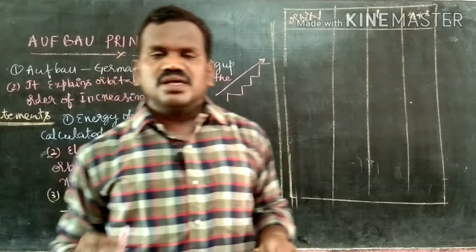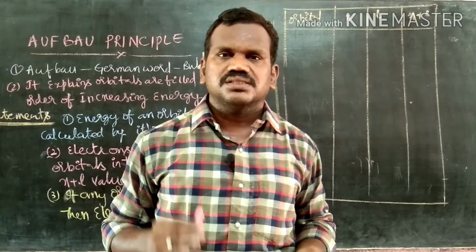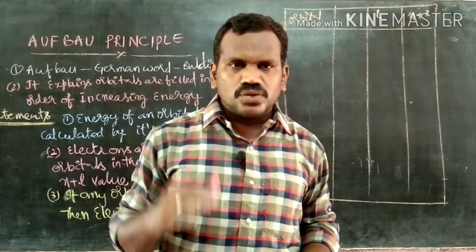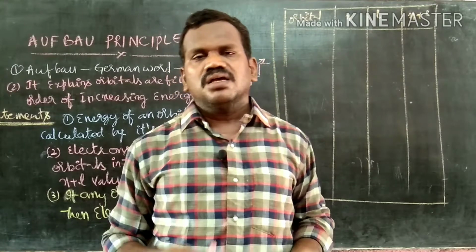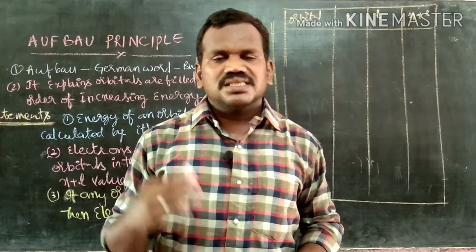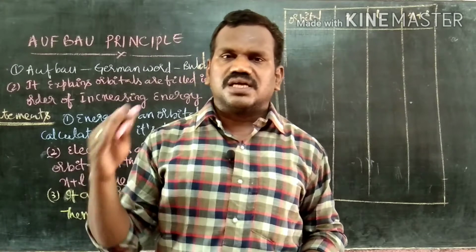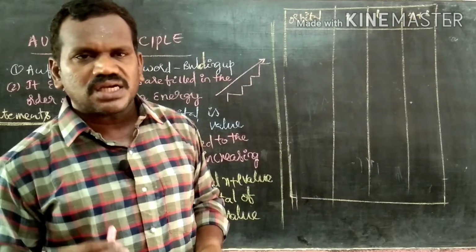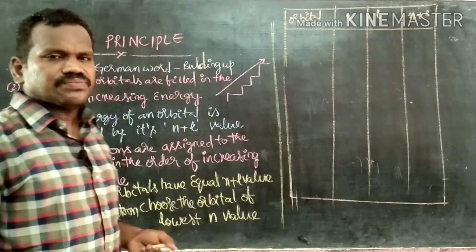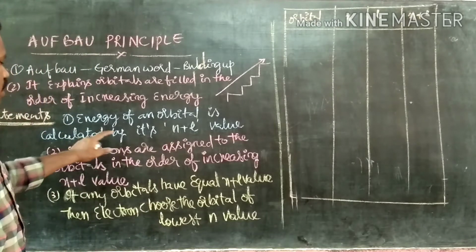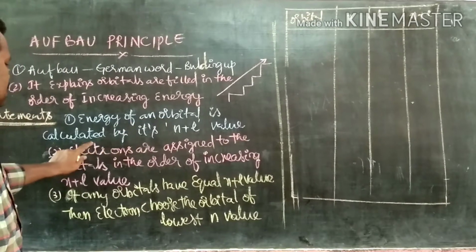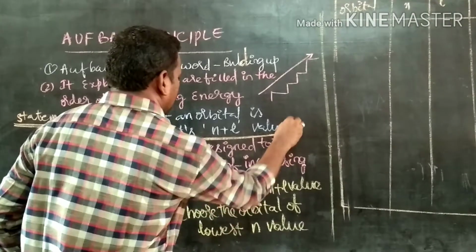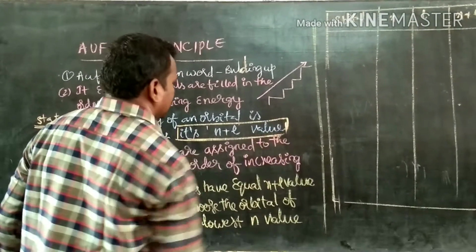Sir, what is the need of calculation of energy of orbitals? Because in these orbitals only electrons are present. If we know the energy of an orbital, automatically we can say whether that orbital is occupied with that electron or not. So for that, we should compulsorily know how to calculate the energy of an orbital. In this, the first statement, if you observe, energy of an orbital is calculated by its n plus l value.